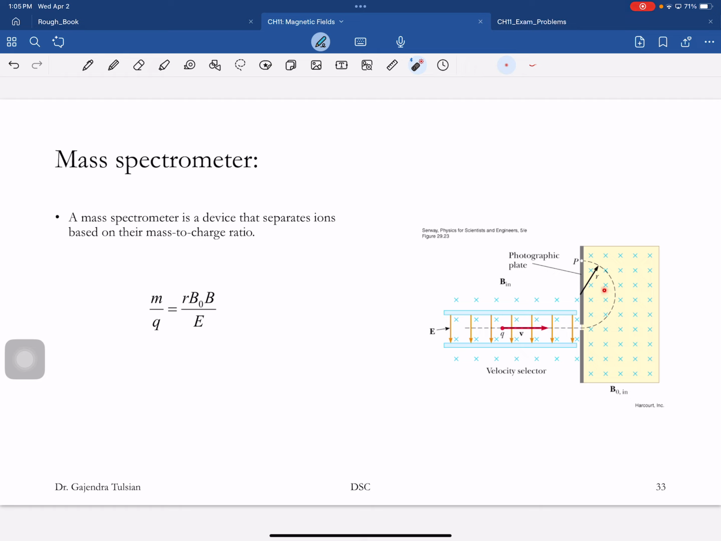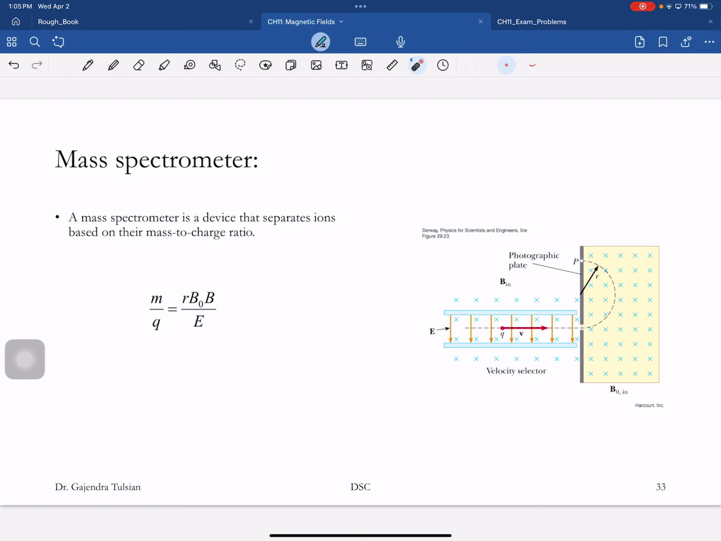This is called a mass spectrometer. The chemistry labs have it. Have you messed with it? So B naught is the field in here. B is the field of the velocity selector. This is the velocity selector. Okay, so this is a mass spectrometer.